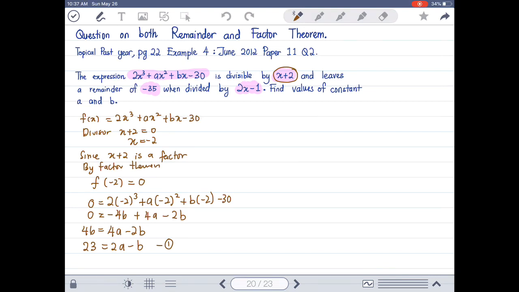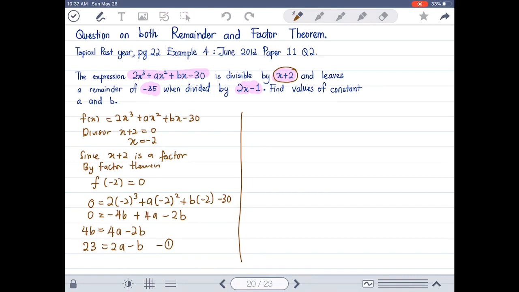Now let's have a look at the second equation. Second fact, we want to find another equation. Since we have a and b, we need to find both constants a and b involving two variables. Means that we need to find two equations so that we can do simultaneous.